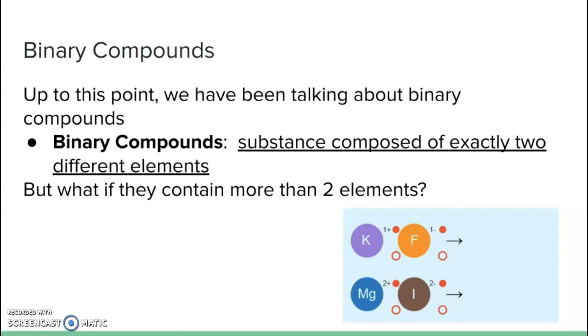All right, so what we have learned so far up to this point is we've been talking about binary compounds, right? If you have heard the word binary before, you should know that it means two. Binary compounds are substances that are composed of exactly two different elements. We've seen potassium and fluorine, magnesium and iodine. But what happens if we have more than two elements?